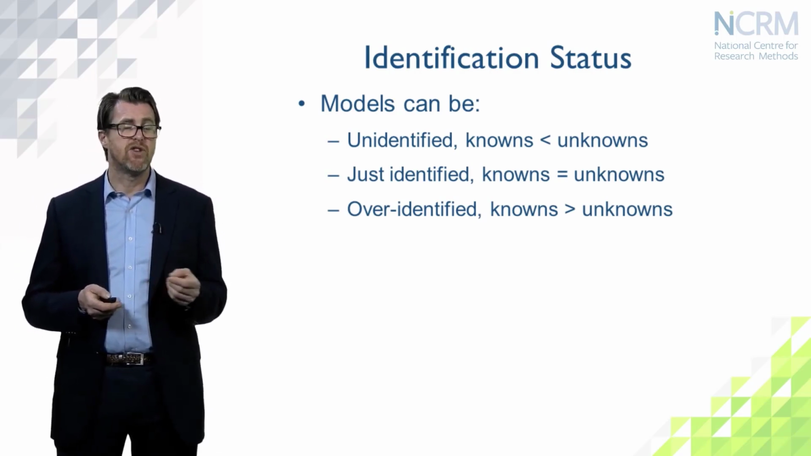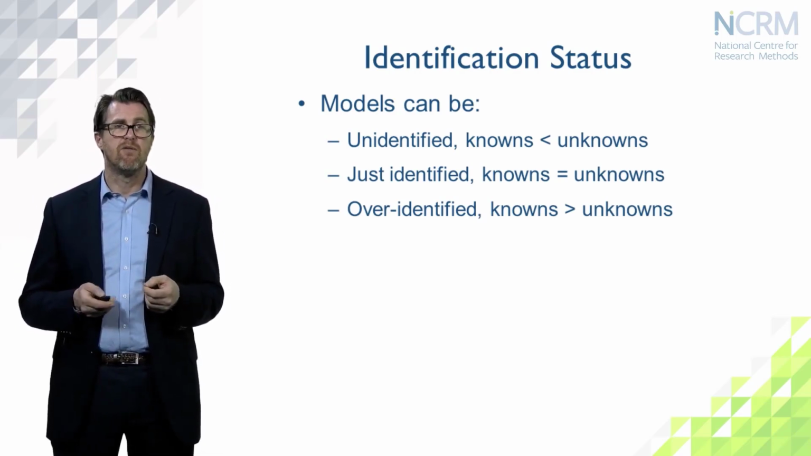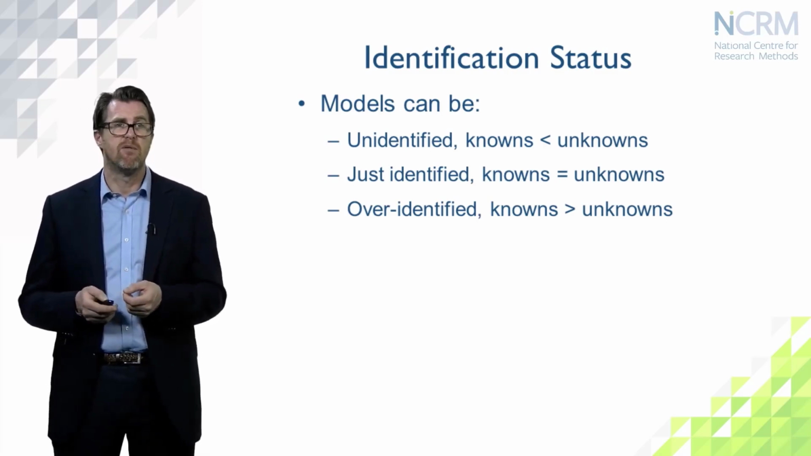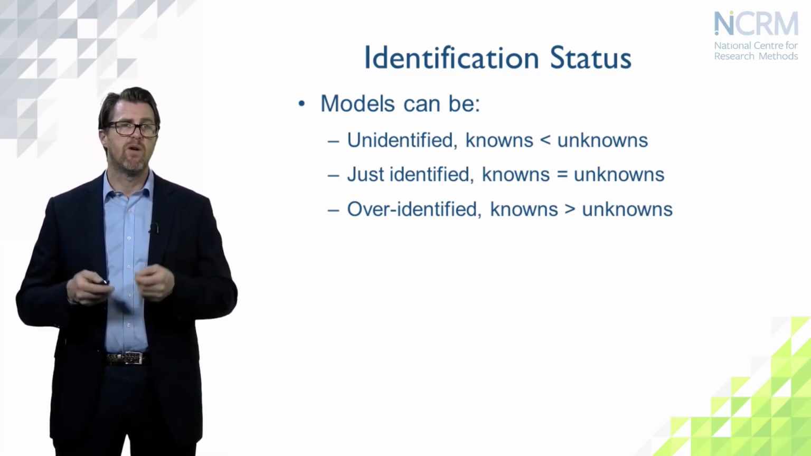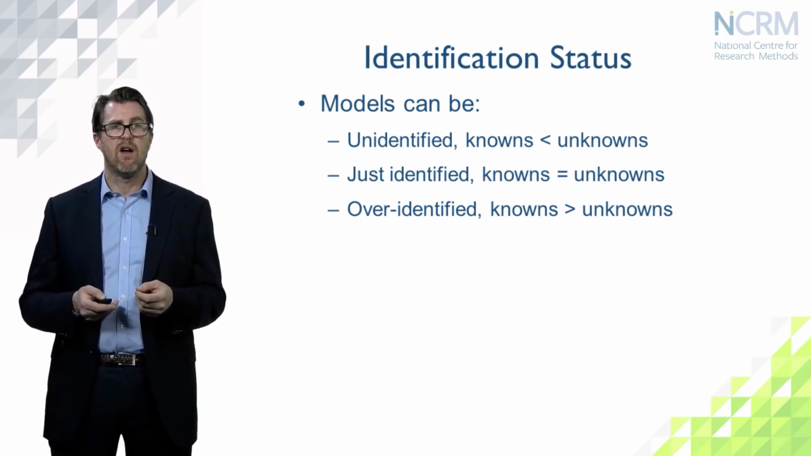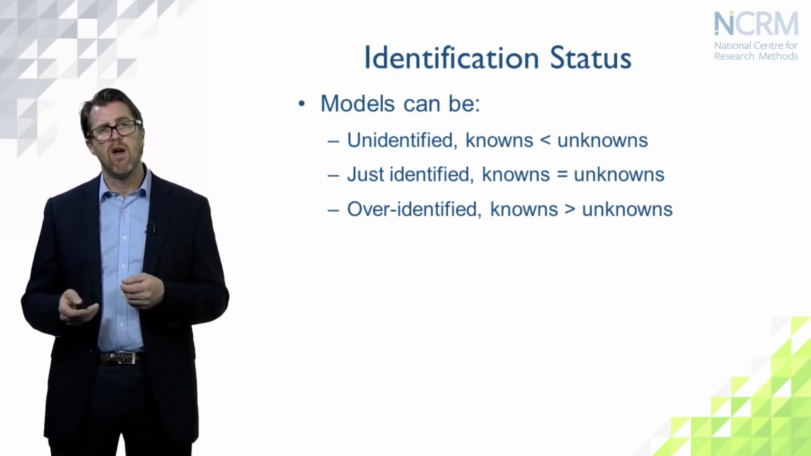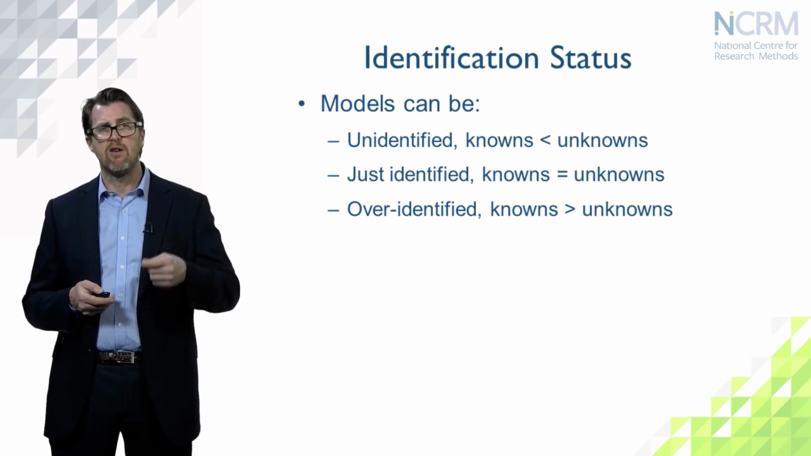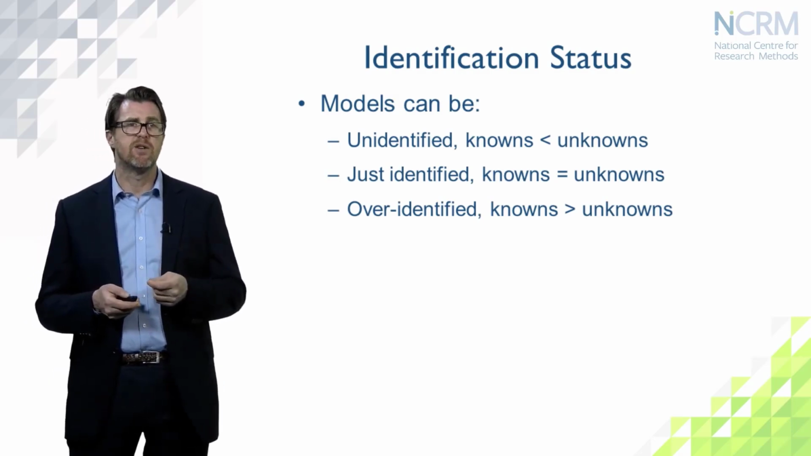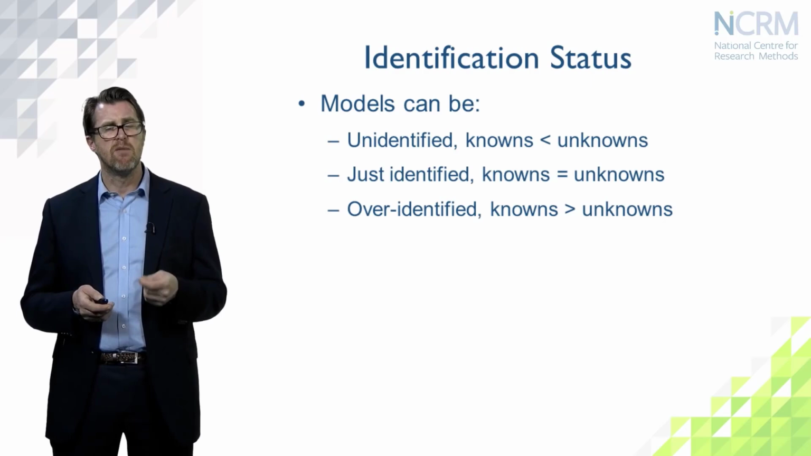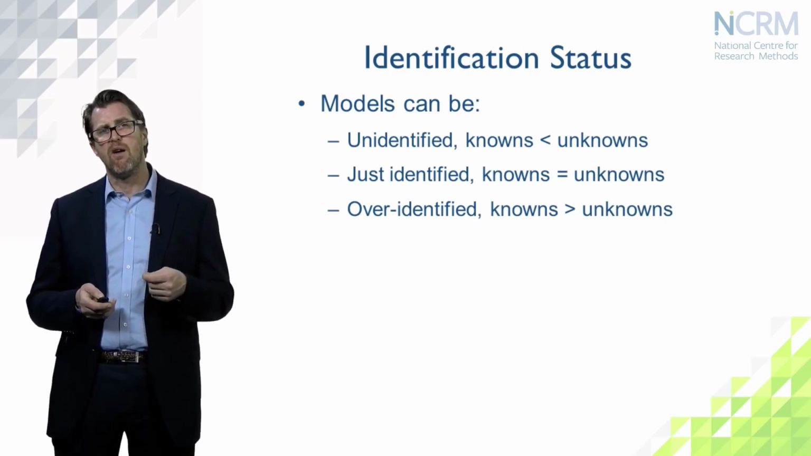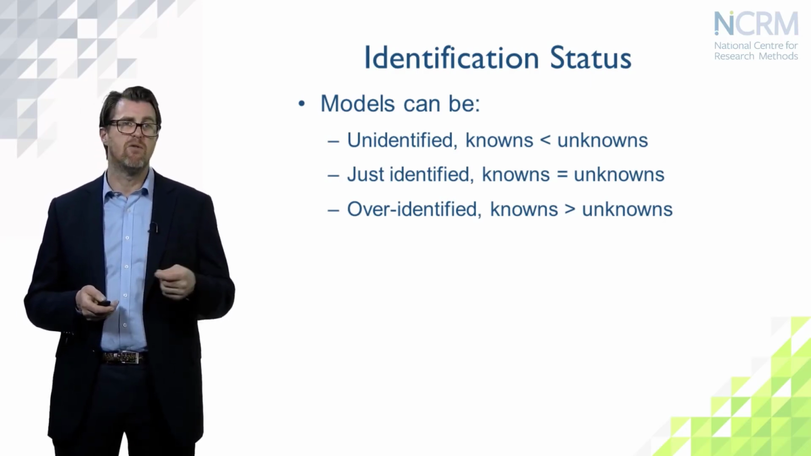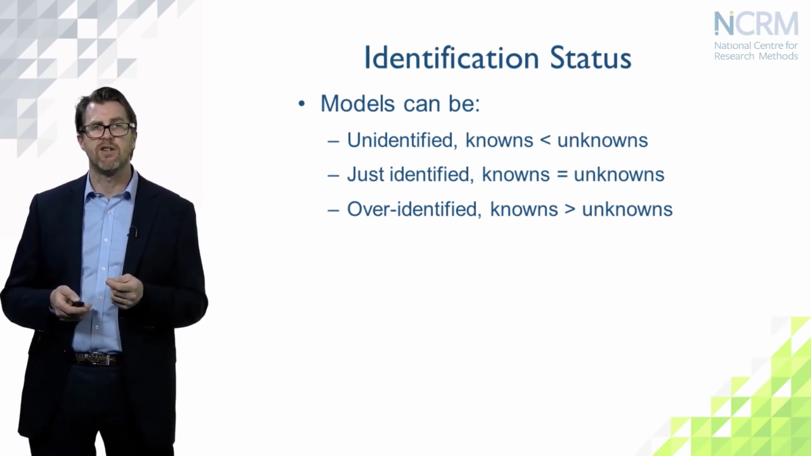Other models can be just identified, where the number of knowns is equal to the number of unknowns. We don't have any what we call over-identifying restrictions on the model, and therefore for just identified models we don't have any likelihood for the model that we can use to assess its fit. Now, most of the models that people are familiar with using, again, ordinary least squares regression, those kinds of models are just identified.